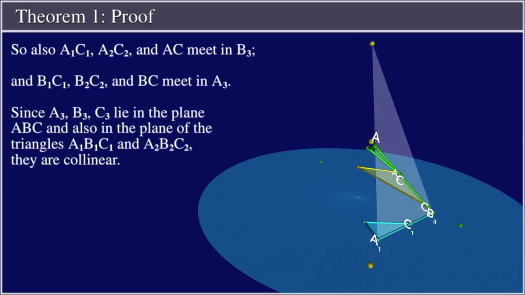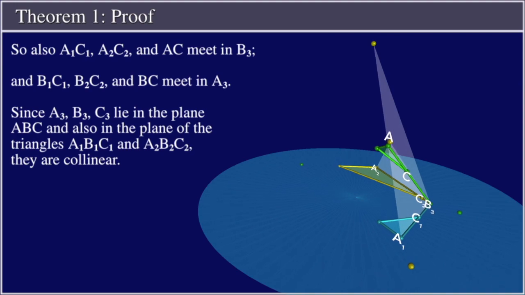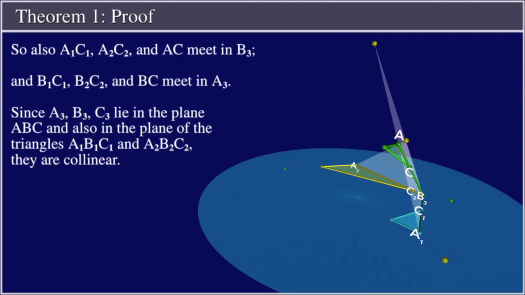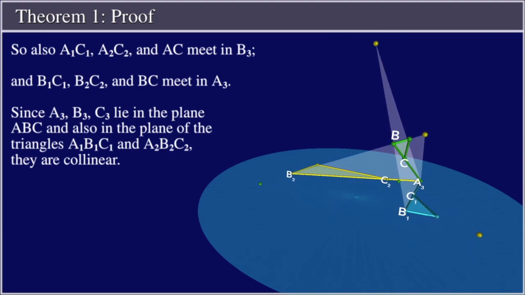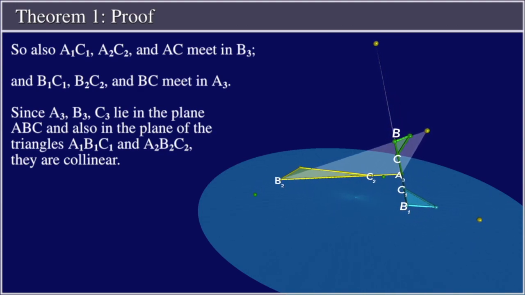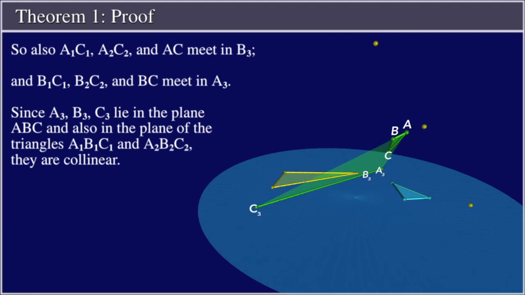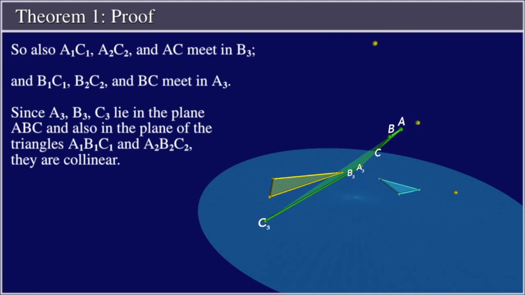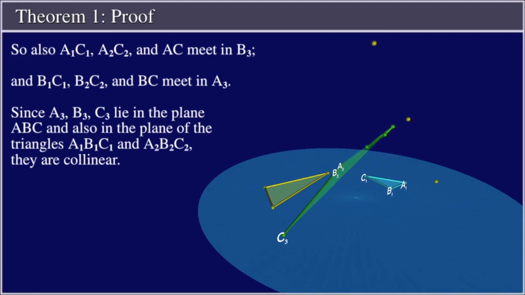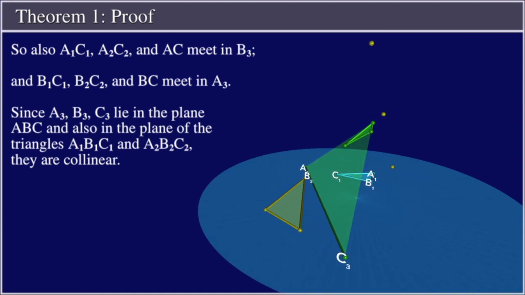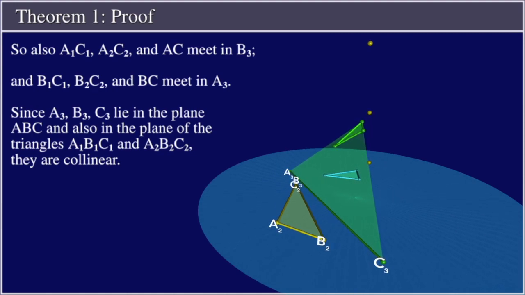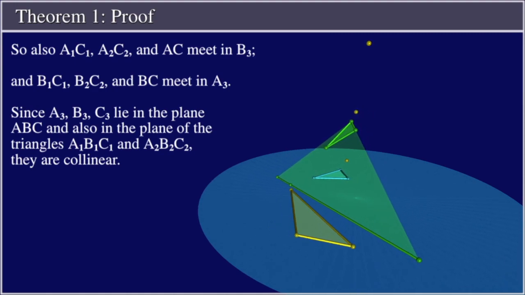So also A1, C1, A2, C2, and AC meet in B3, and B1, C1, B2, C2, and BC meet in A3. Since A3, B3, and C3 lie in the plane ABC, and also in the plane of the triangles A1, B1, C1, and A2, B2, C2, they are collinear.